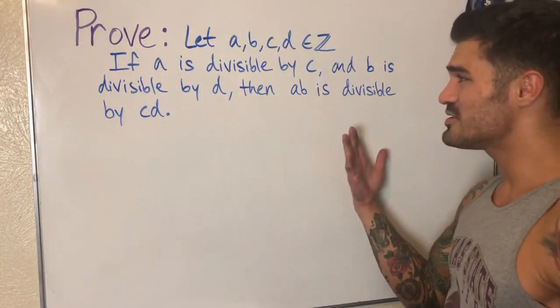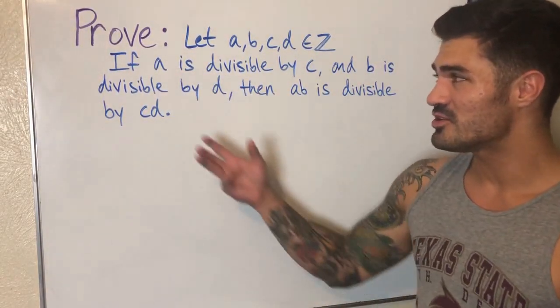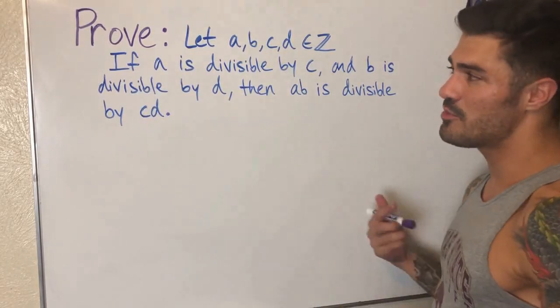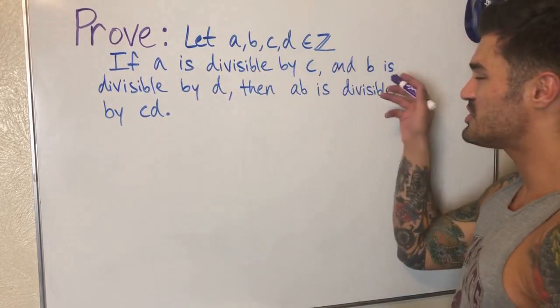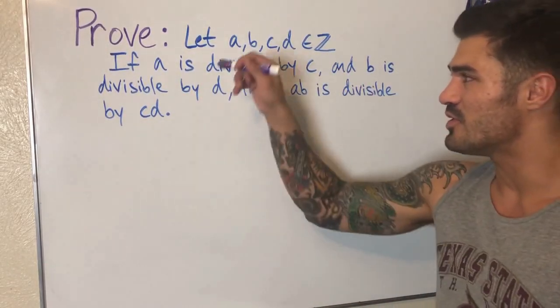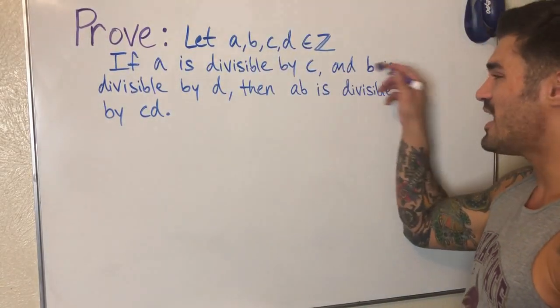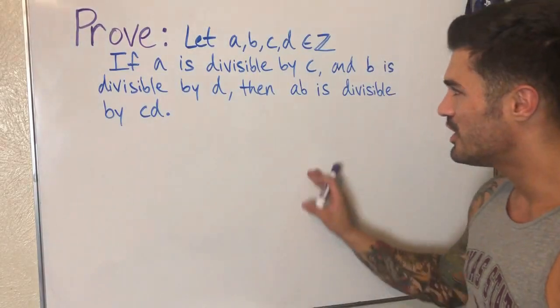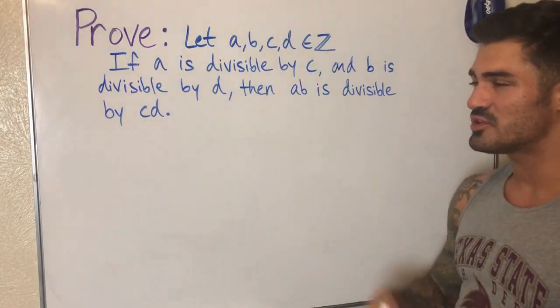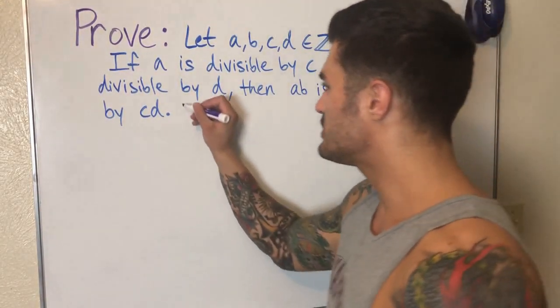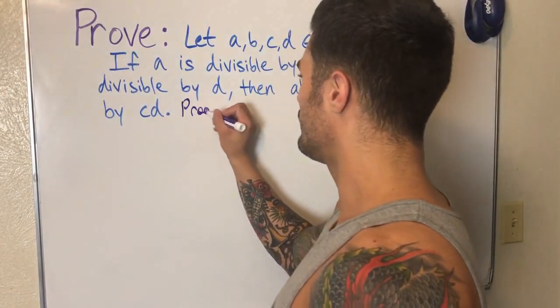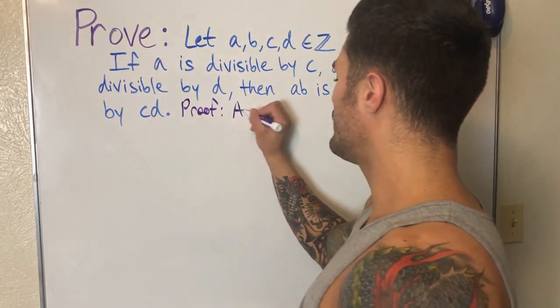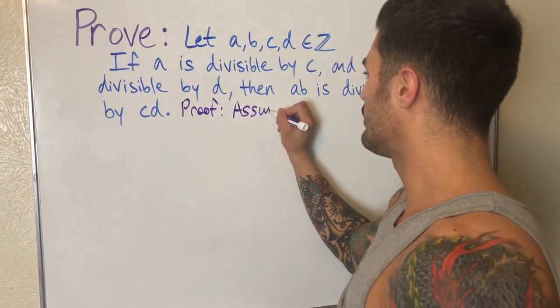So these are all integers, again, and this is clearly a conditional statement, if then. But what's our P? Our P is actually this whole statement with the and included. So A is divisible by C and B is divisible by D. So we're assuming that whole thing is true and trying to show that A times B is divisible by C times D. So let's see, proof. I'll write this out here. Assume what? Assume that whole thing.